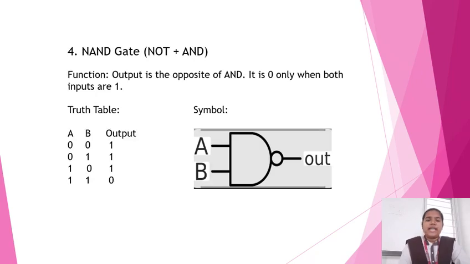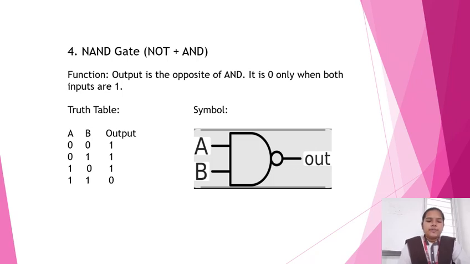And fourth one, NAND gate. It is the combination of NOT and AND gates. The function of the NAND gate is the output is the opposite of AND, and it is 0 only when both inputs are 1. The symbol of the NAND gate is as shown in the figure. The truth table is as shown below.